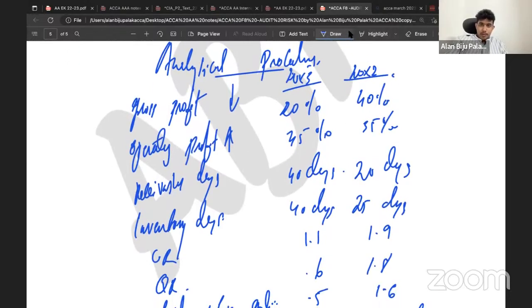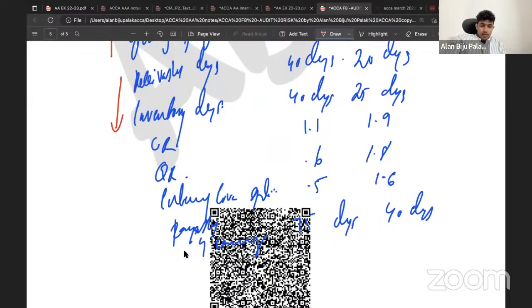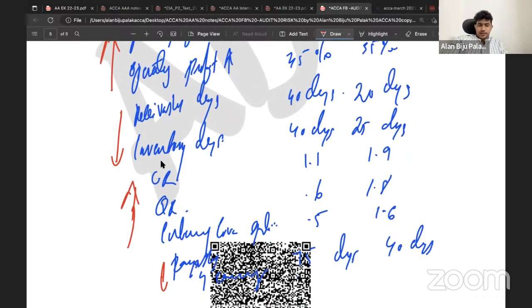adverse ratios. Adverse ratio, well, we know that it is always better to have a higher growth for gross profit and operating profit margin. Receivables, inventory and payables days should be decreasing in nature to be favorable. Current and quick ratio and interest cover ratio should be increasing in nature.